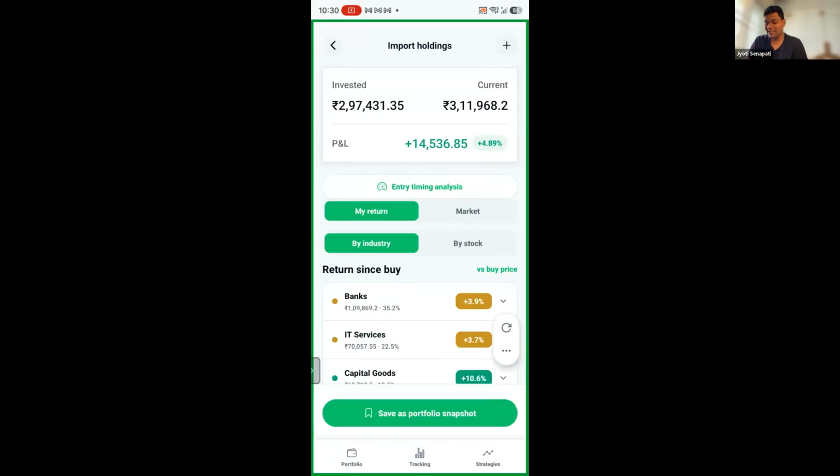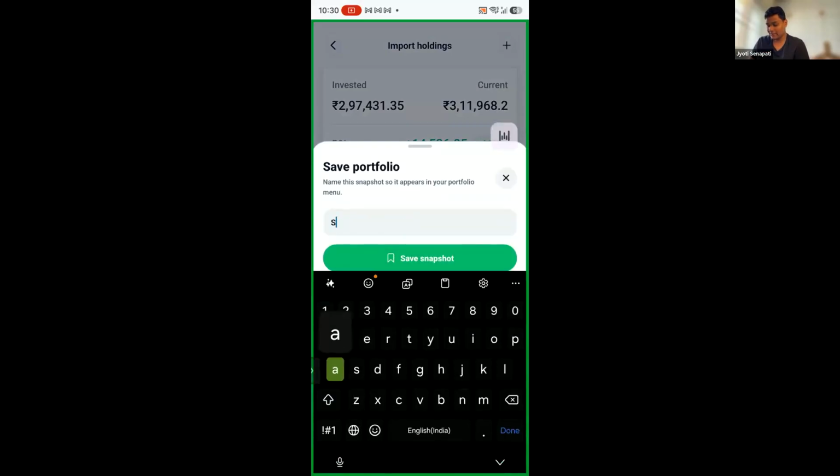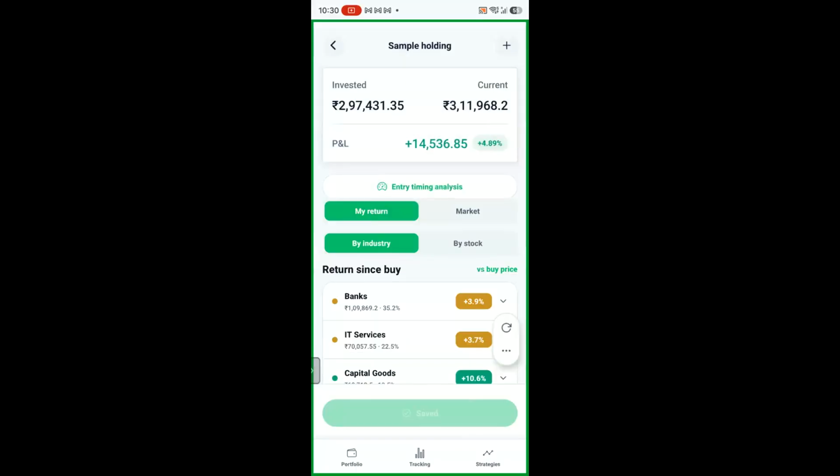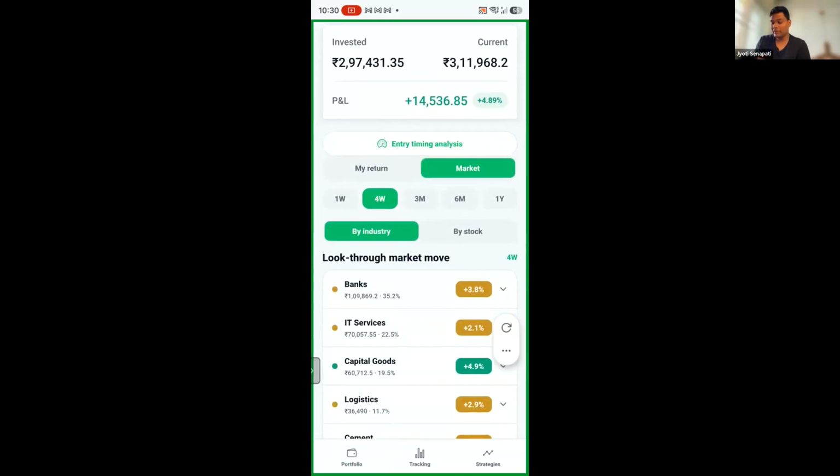Okay, so you can save this as a holding. Let me save it right away. When you save that, it comes as the output. Any questions? Okay. So it comes as a holding. You can go inside, then you can do different kinds of checks.